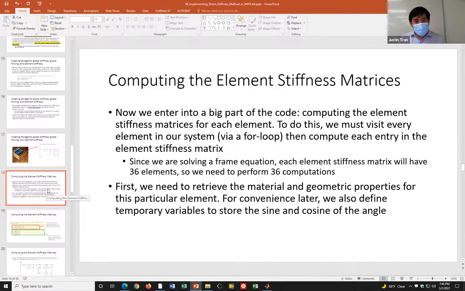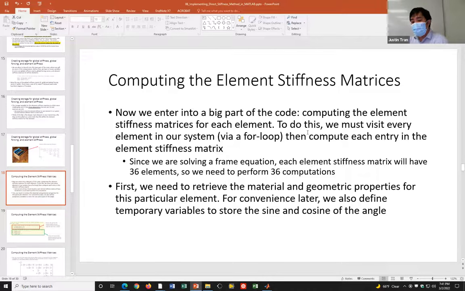All right, so now let's get to the actual programming. We've been spending time just defining our data structures. Now we actually need to do some computation. If you track your code along with your usual approach when you're solving these finite element problems, this will be the part where you compute your element stiffness matrices. And so to do this, we're going to visit every single element in our system. The way we're going to do this is with a for loop, and we're going to compute each entry in the element stiffness matrix. Since our element stiffness matrices are 6 by 6, that means we're going to have 36 computations to do.